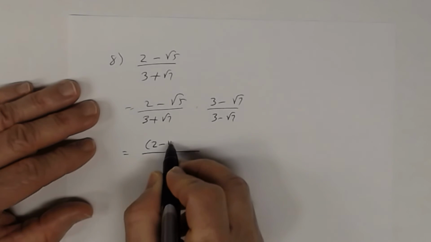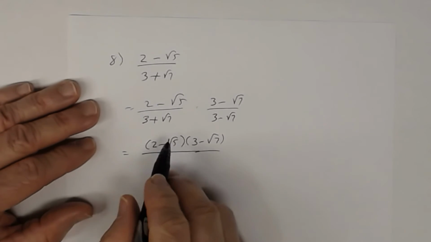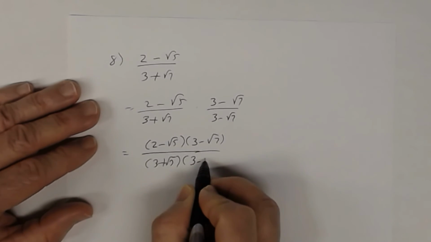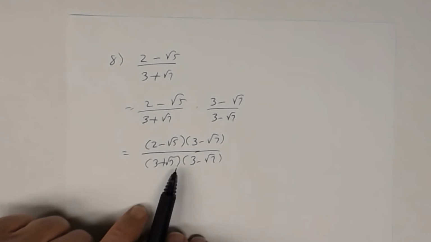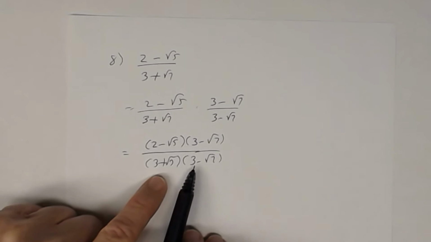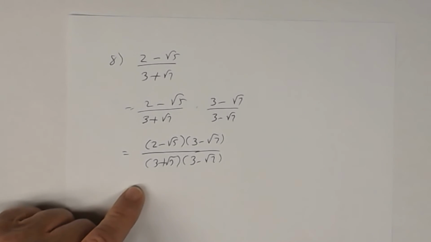So you have 2 minus the square root of 5 times 3 minus the square root of 7. That's the numerator. The denominator is 3 plus the square root of 7 times 3 minus the square root of 7. All right, now be careful. It is true that for the denominator, since those are conjugates, the outer and the inner will add up to be 0.